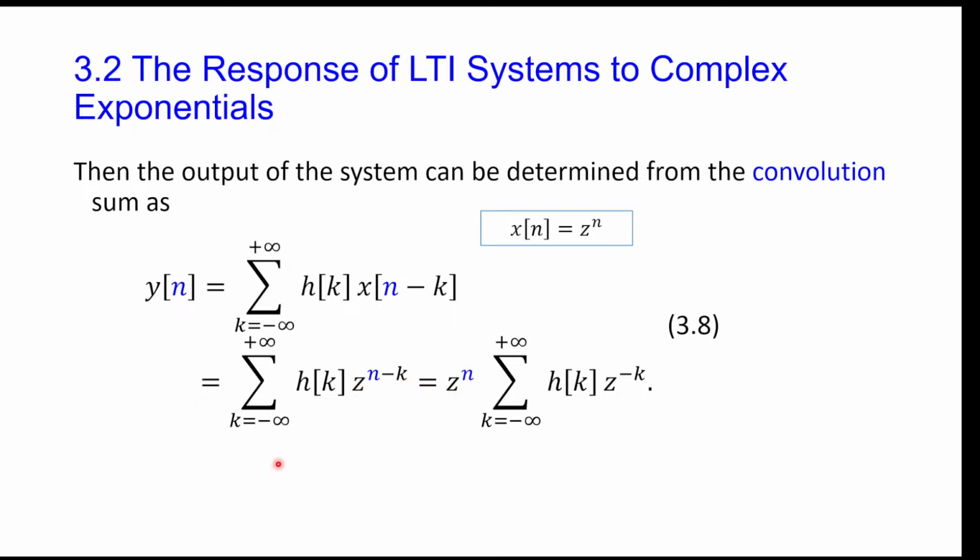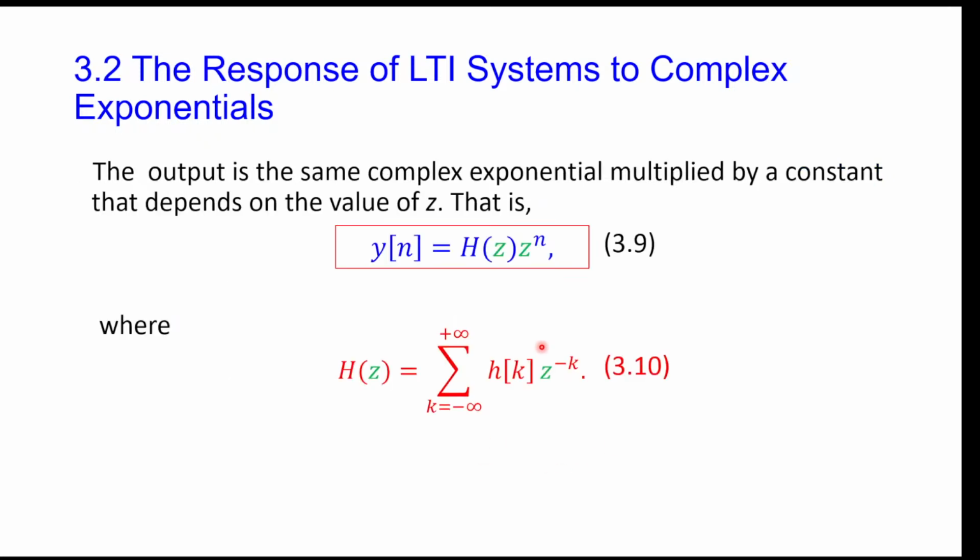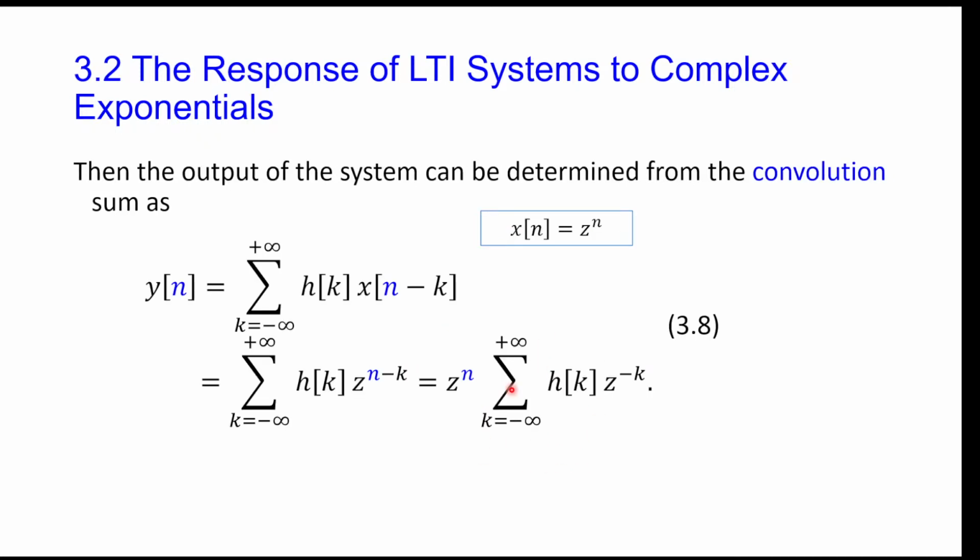Then you see the summation over k is separated from the z to the n part. So you can write this as z to the n multiplied by the summation over k. Once again, this summation over k you just call big H of z. This is just a function of z. It is independent of n, and it depends on small h and on z.